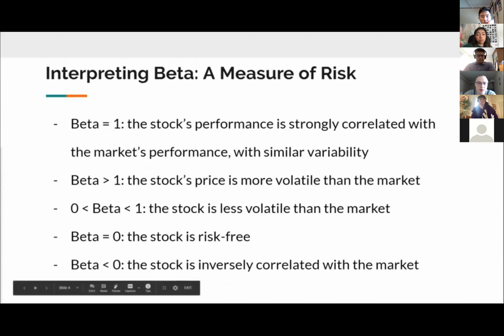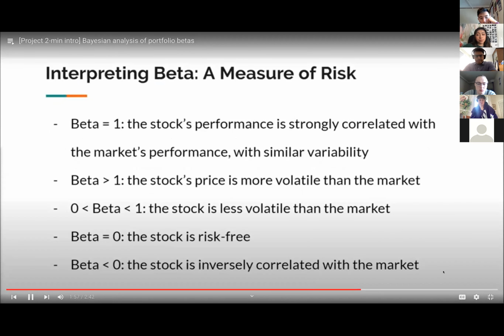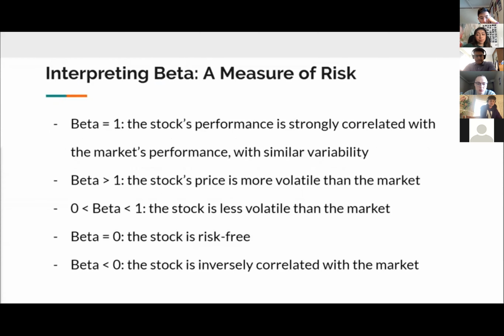So the way to think about beta is that it's a measure of risk for a stock. If beta were equal to 1, that would imply that the stock's performance is strongly correlated with the market's performance with similar variability. Now, if beta were greater than 1, that would imply the stock's price is more volatile than the market, or the asset's price is more volatile than the market. One common example is the real estate market, which can be very volatile, as we saw in 2008, or just throughout the year, it varies more than the market.